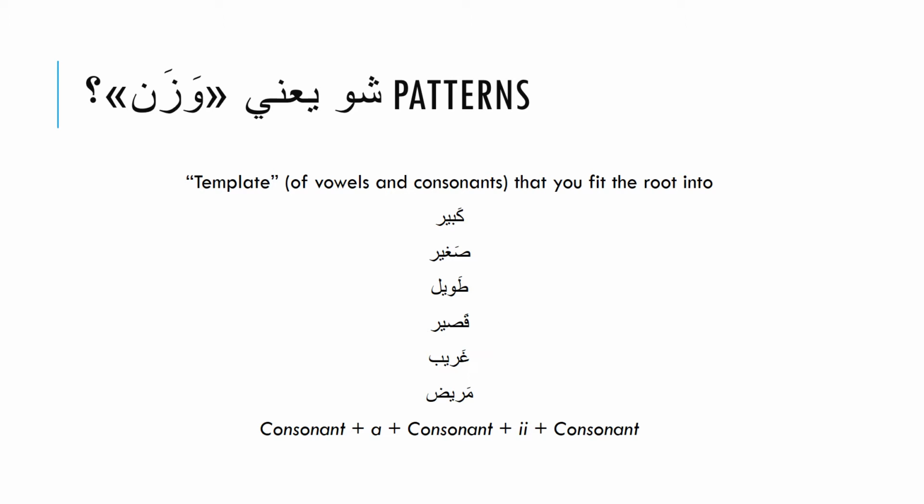So we have a whole bunch of words that kind of rhyme, but don't quite rhyme in the sense that we think of in English. We can say كبير, صغير, طويل, قصير, غريب, مريض. In every one of these words, we sort of have a, e, a, e. You can think of it as the first consonant, followed by an a sound. Then you have another consonant. You have an e sound. You have another consonant.